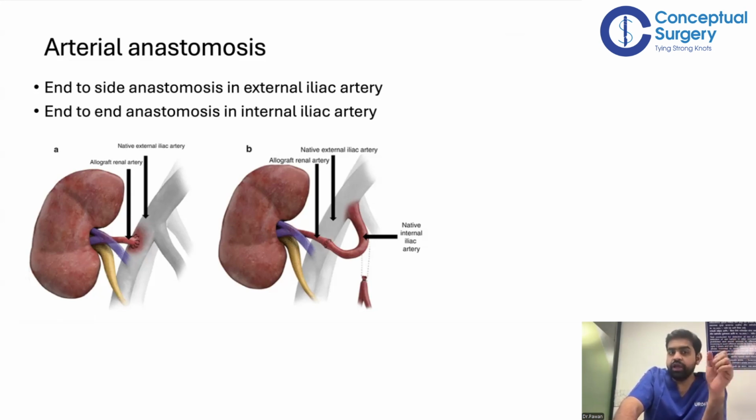Very important. This is an MCQ. What they ask you is what anastomosis you do. If we are anastomosing the artery to the external iliac, we do end to side anastomosis. If we are anastomosing the artery to the internal iliac, we do end to end anastomosis. I hope you have understood this particular point.